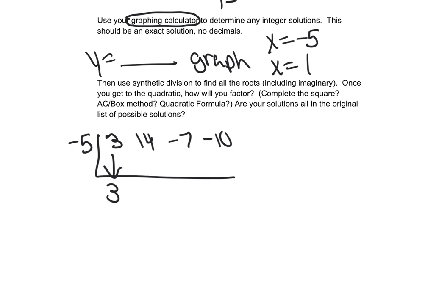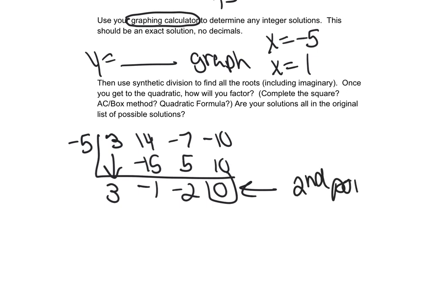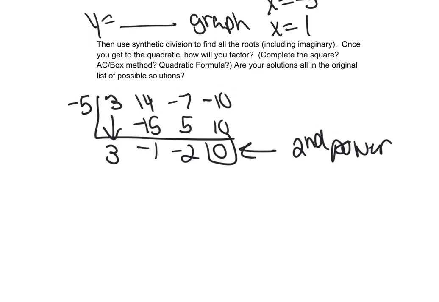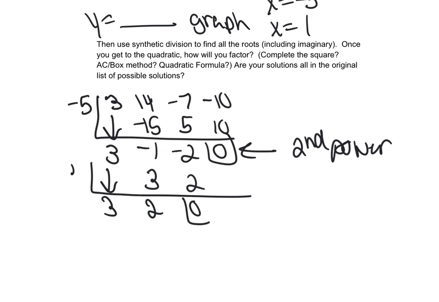So we're going to drop that down. We're going to multiply around and add, multiply around and add, multiply around and add. Good. So that original one was a third power, which means this would be a quadratic, a second power here. And then we're going to divide by that second factor it told us, which is 1. We drop down that 3, multiply around, we get 3, add, we get 2, multiply around, and we get a remainder of 0 again.